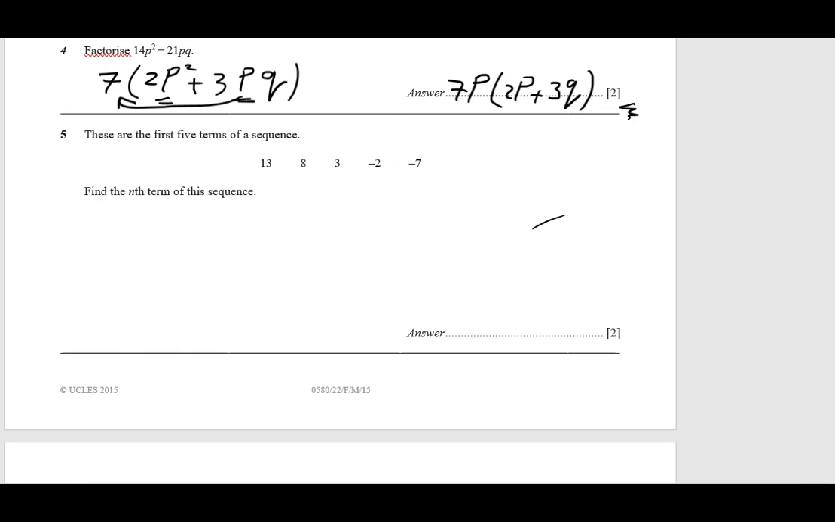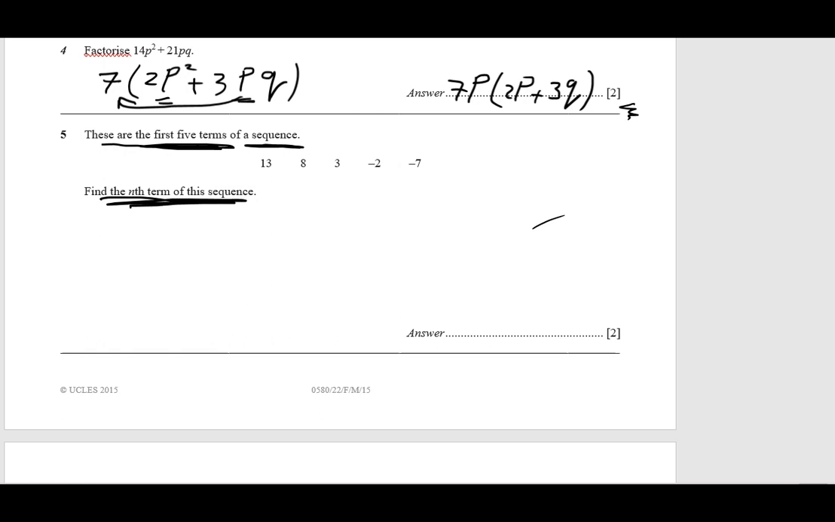Now this question is very important. These are the first five terms of a sequence: 13, 8, 3, minus 2, minus 7. Find the nth term of this sequence.